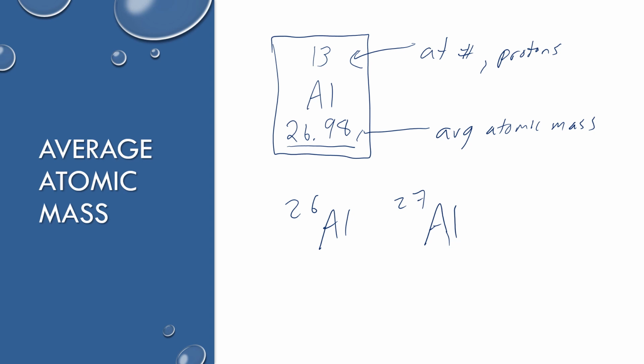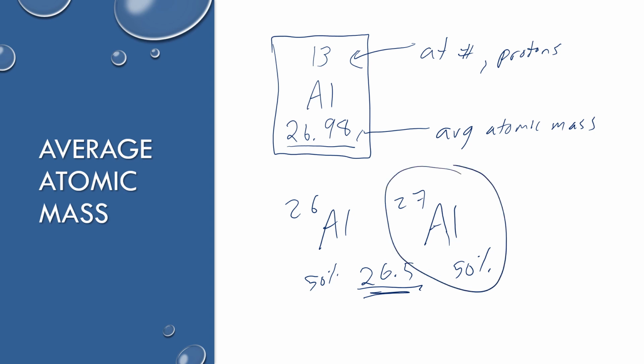So if these were the two isotopes of aluminum, notice that it's not 26.5. So we didn't just take a straight average of those two mass numbers. This would be the average mass if 50% of your isotopes were aluminum 26 and 50% of your isotopes were aluminum 27. You would get 26.5. But if this is the true average mass of aluminum, we know that it's not a 50-50 mix. We know actually that there's quite a bit more of the aluminum 27 because this average is much closer to 27.